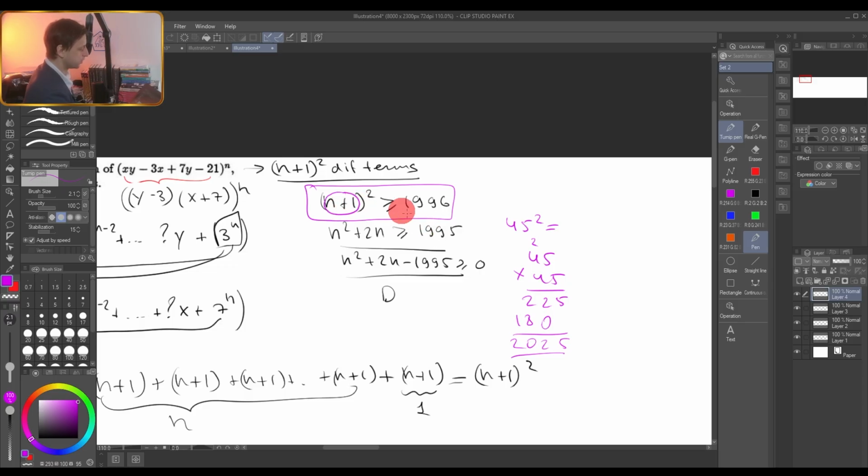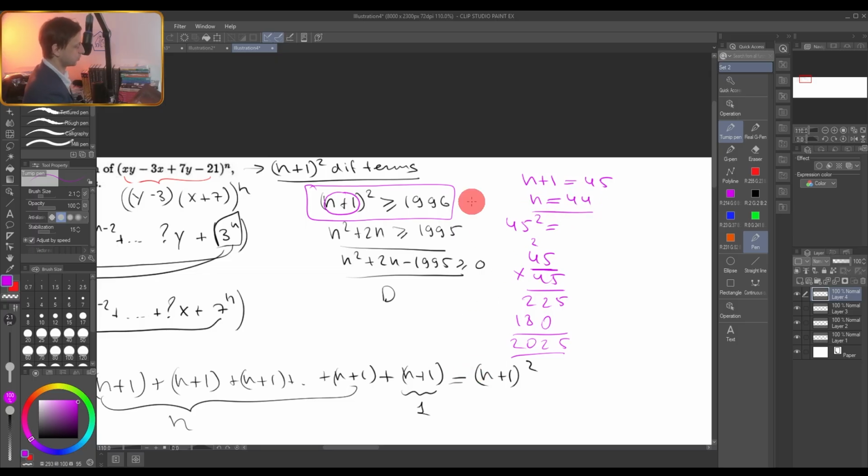It means that this n plus 1, when it's 45, is the first and the smallest number that will work for you, because it is the smallest number for which the square is greater than or equal to 1996. So n plus 1 must be exactly 45 if we are looking for the smallest value of n. And in this case, n should be equal to 44.